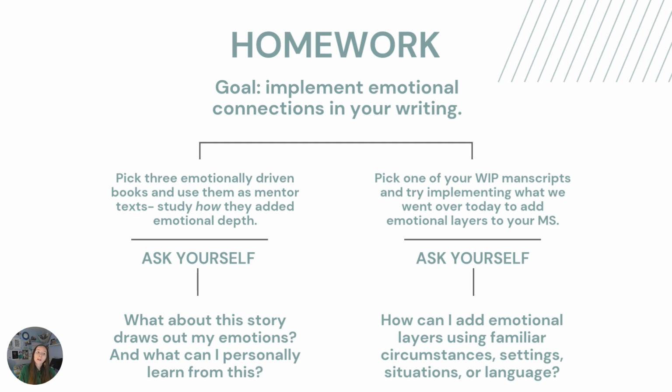And then the homework assignment that I have here is with the goal of implementing emotional connections in your writing. There are 2 different things you can do here. The first one is to pick 3 emotionally driven books and use them as mentor texts. Study how they added emotional depth in the story. Then ask yourself, what about this story really draws out my emotions? And what can I personally learn from this?